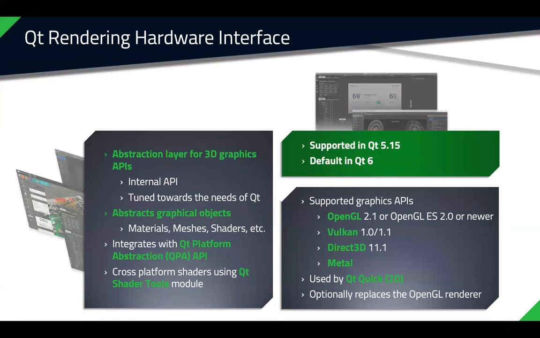We have in Qt 5.15 added that as a fully supported way of doing Qt Quick, the 2D part of Qt Quick, where it can optionally, with an opt-in by setting an environment variable, replace the OpenGL renderer. And then things will go directly to the native APIs of the operating system. So on Windows, it'll use Direct3D by default, on macOS Metal, and on Linux or Android, it can use Vulkan. This is supported in 5.15, as I said, but it will be the default way, actually the only way of doing 3D graphics and hardware accelerated graphics in Qt 6.